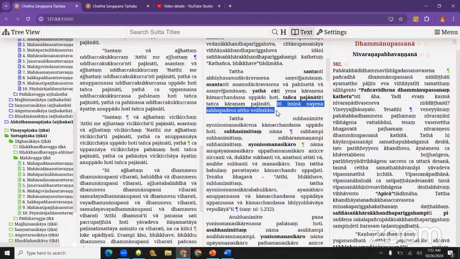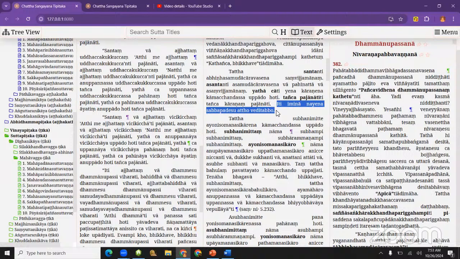In this way, by this method, you should know the meaning of every phrase and every word. So that's the meaning. Okay. Now they are going to explain how your kāmacchanda arises. How does the kāmacchanda arise in you?